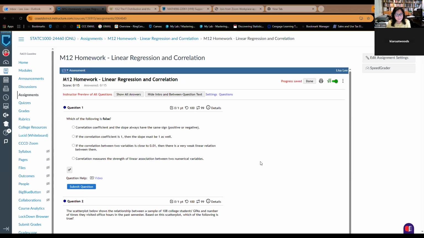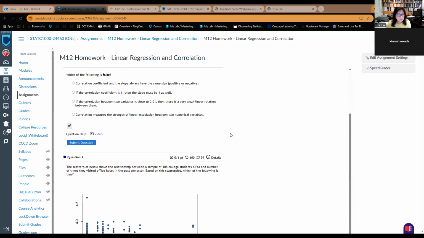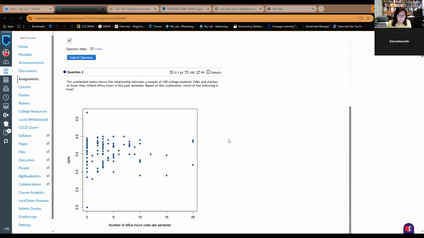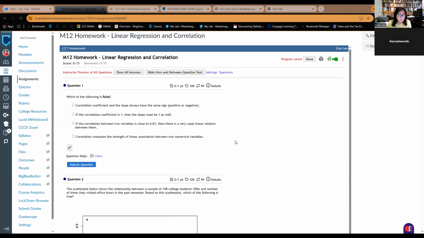Do you see the chapter 12 homework? Yes, I see it. Linear regression. Yeah, good. So we can take a look at this. One of them, you think maybe you need some help, so we can stop. Which one is just a concept?